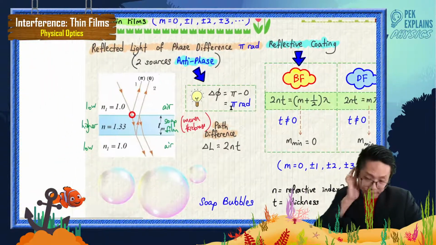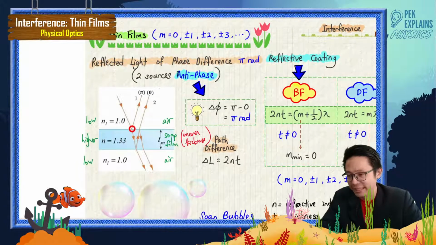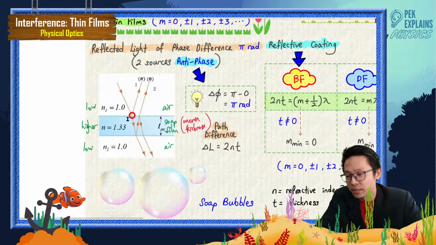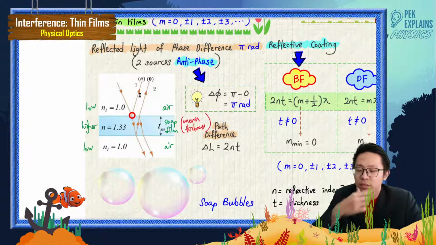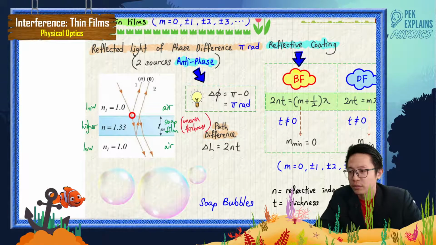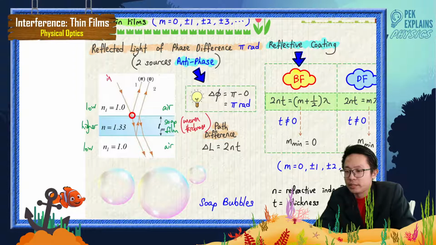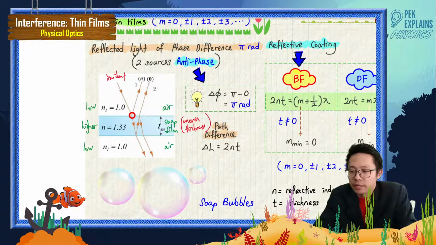Now I want to talk about the anti-phase. Why do these two waves become anti-phase? First of all, look at the first wave. You see the first wave. This is the incident light. You see here, the first light comes and then reflects.